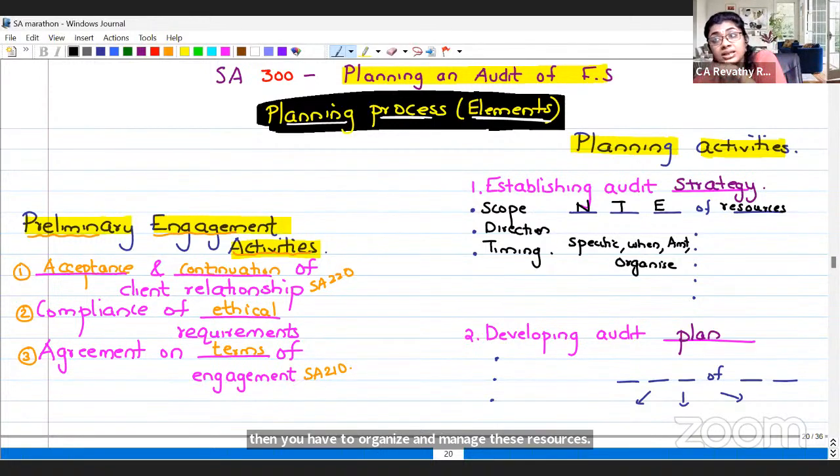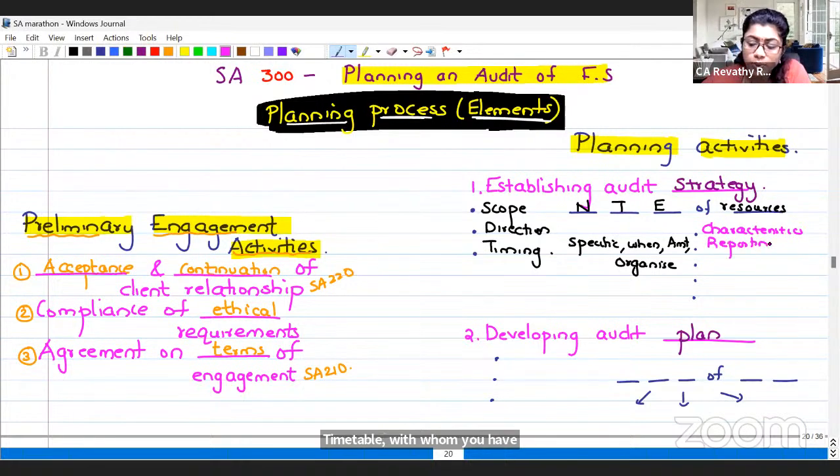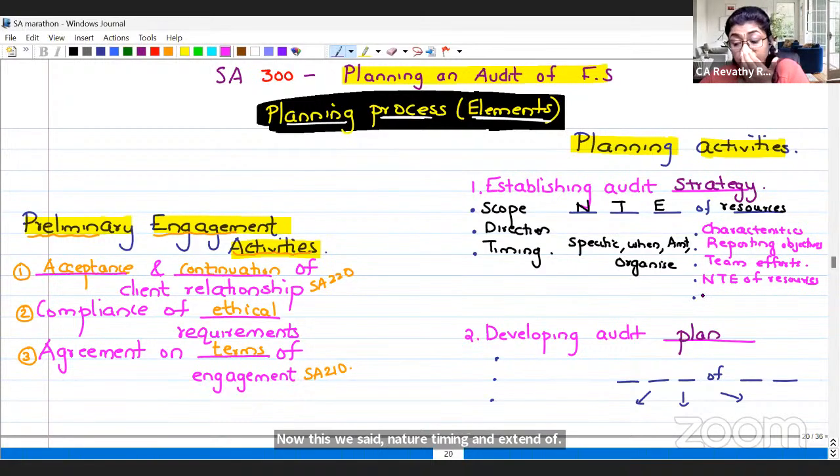Now, once you decide the strategy, you have to keep in mind five things. First, characteristics of the engagement. Timetable, with whom you have to communicate. Reporting objectives. Then how much team, the team's effort. This we said is the nature, timing, and extent of resources. Finally, the results of the preliminary engagement activity, like risk.